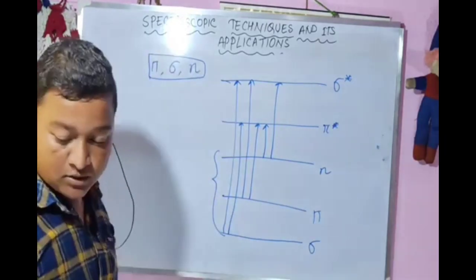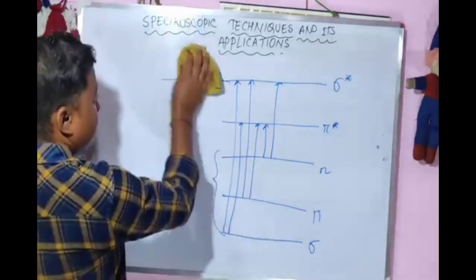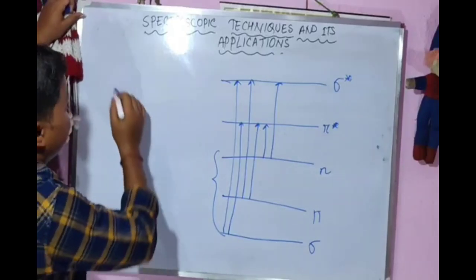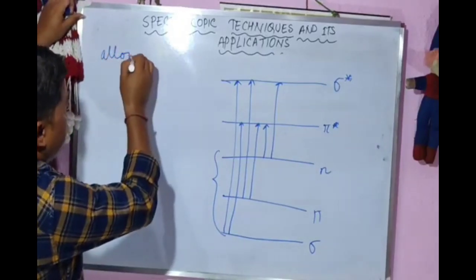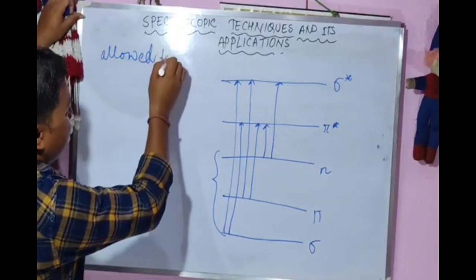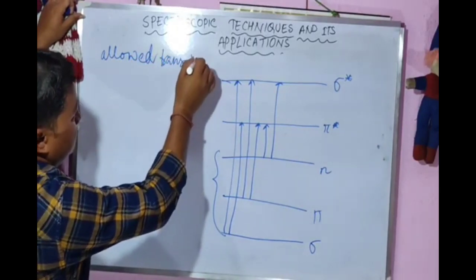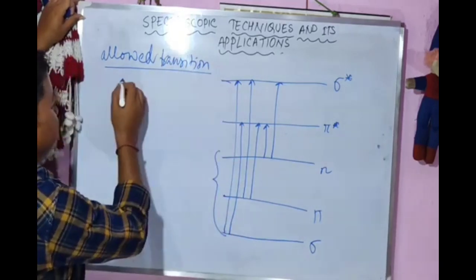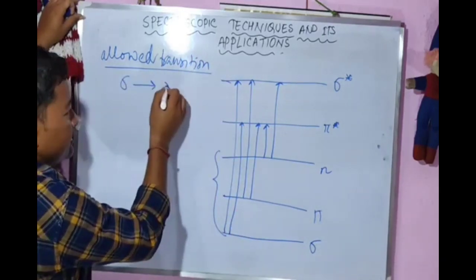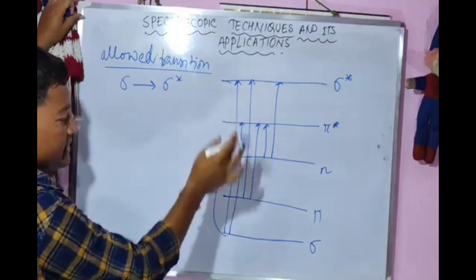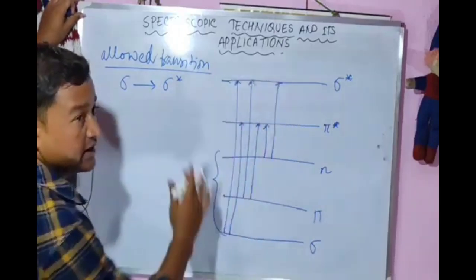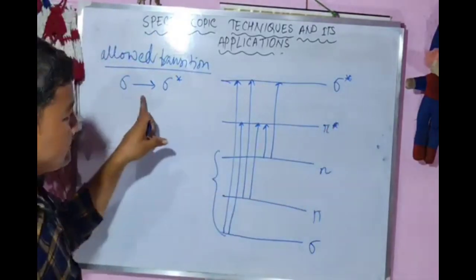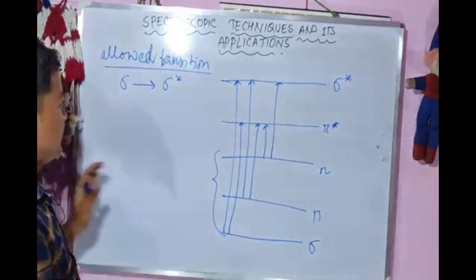Here we know sigma to sigma star is an allowed transition. Here it is the same symmetry: it is sigma, and it is also sigma star because it is anti-bonding. So this is symmetry allowed, spin also allowed.